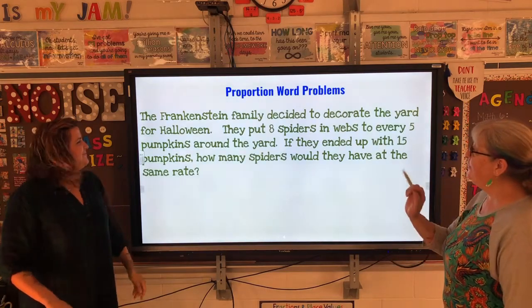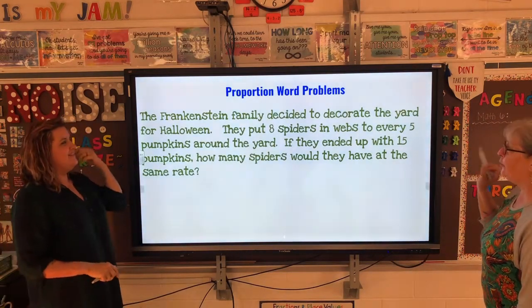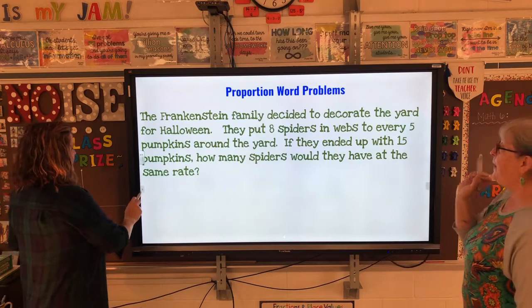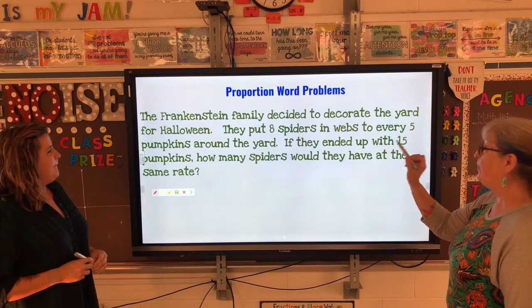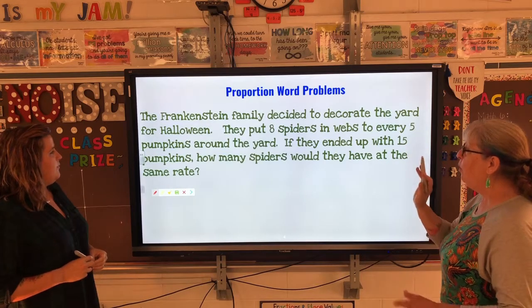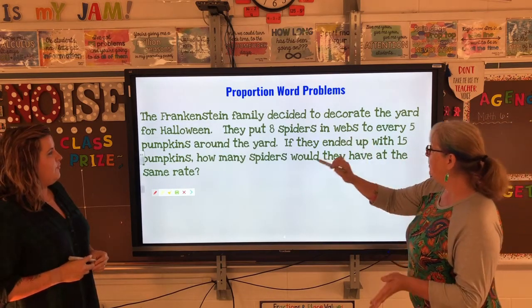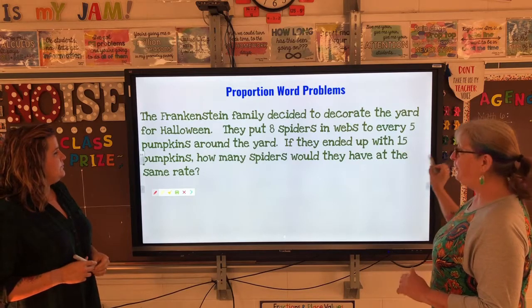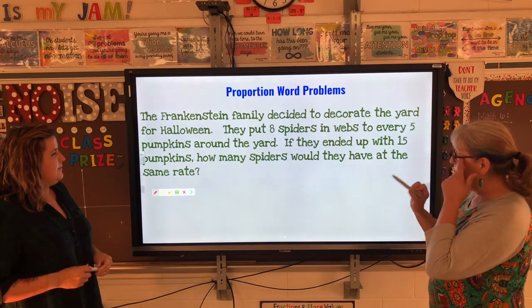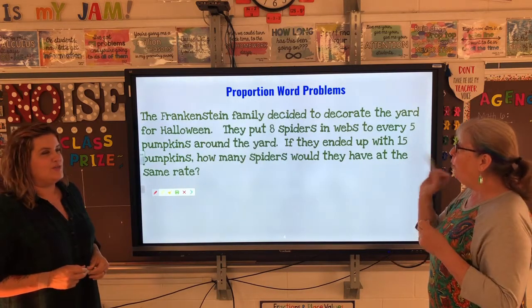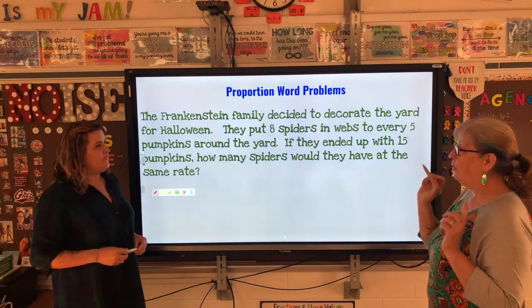The Frankenstein family decided to decorate the yard for Halloween. They put 8 spiders in webs to every 5 pumpkins around the yard. So I'm seeing what they're comparing, spiders and pumpkins. If they ended up with 15 pumpkins, how many spiders would they have at the same rate? Ooh, all right, lots of words. We've got to decide our key.